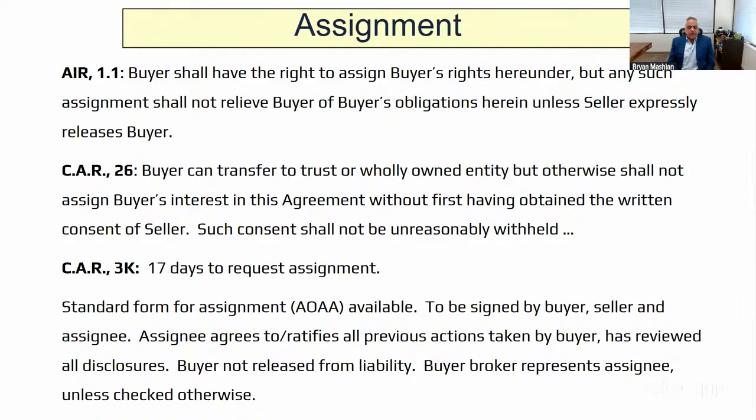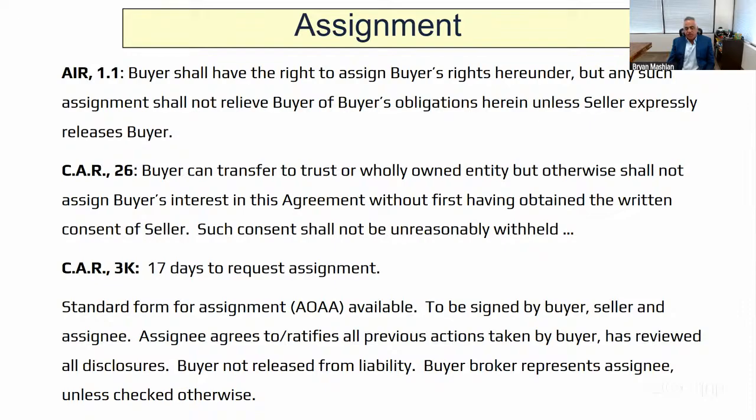So another section that we should discuss is this assignment section. Our contracts give very, very broad and liberal rights to the buyer to assign the contract. Our contract does not require the seller to consent to an assignment of the buyer's rights, and the buyer remains liable under the contract.